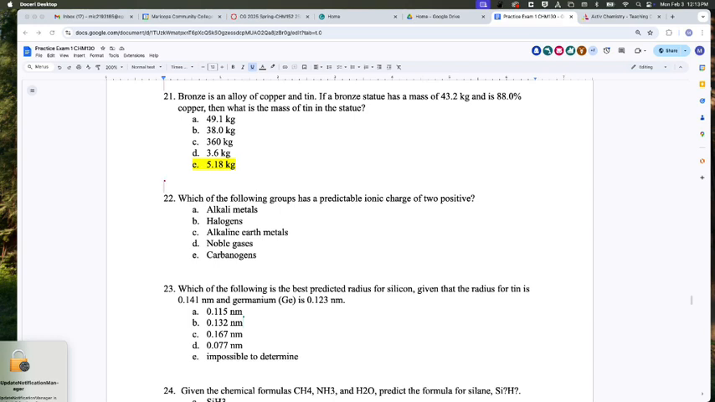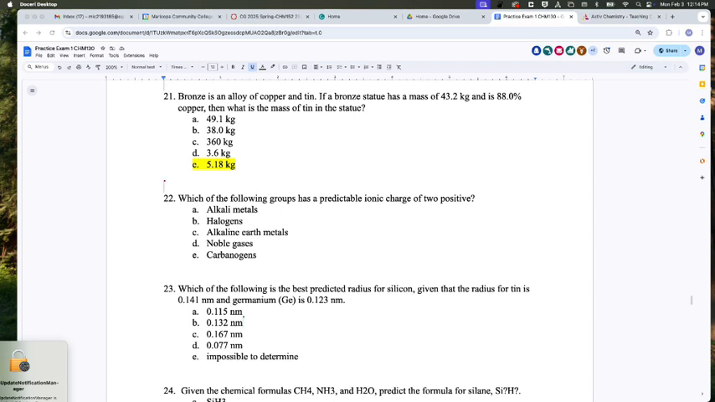88.0 percent copper plus the percent of tin. Why do I know this expression is true? Bronze is made up of copper and tin. That very first sentence, bronze is made up of copper and tin. Okay? So I can now solve for the percent of tin. The percent of tin is going to be equal to 100% bronze minus 88% copper, and this is going to give me 12% tin.